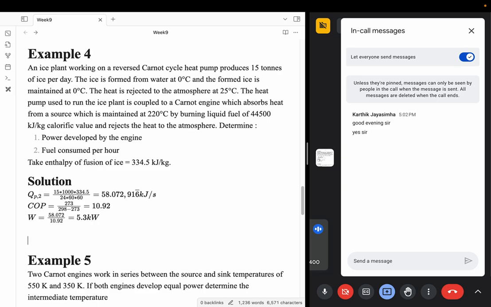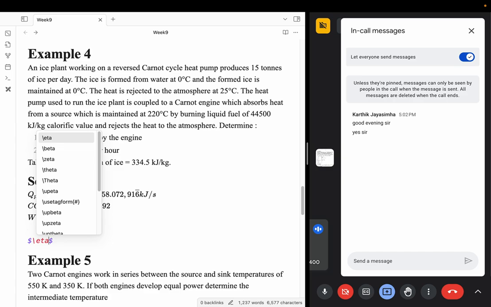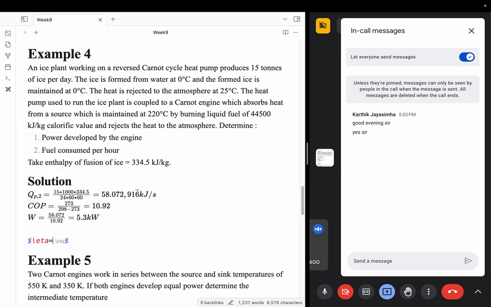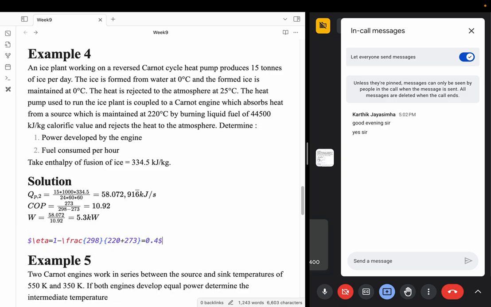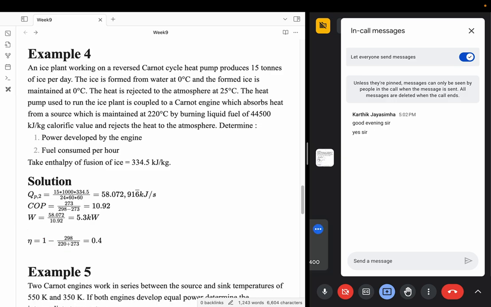So the efficiency of the heat engine is already given. We can calculate the efficiency. We know the source and the sink temperature. So it is 1 minus the sink temperature divided by your source temperature. It's 220 plus 273. Around 0.4. So if W is the amount of work, then the net amount of heat.